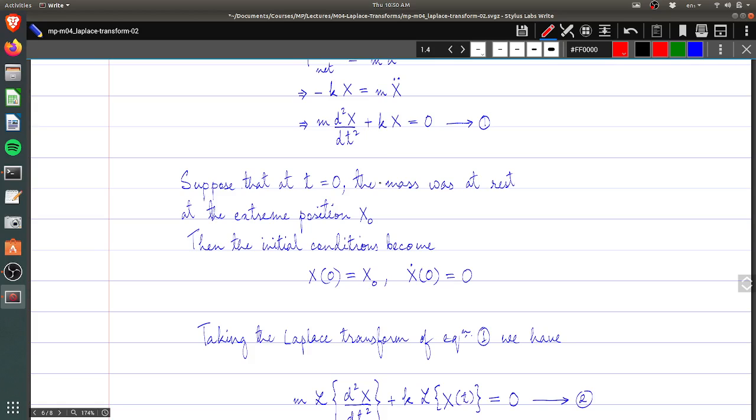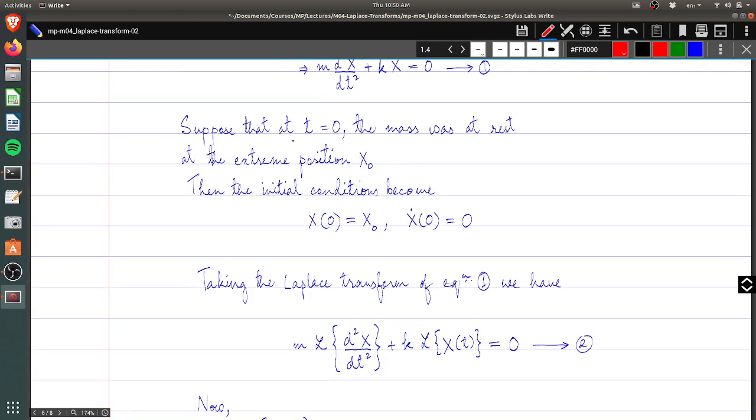Now what about the initial conditions? Let's assume that at t equal to 0, the mass was at rest and at one of the extreme positions, say x0. So the initial position at t equal to 0 is x0, and because it was at rest, the first derivative of position, x dot, which is velocity, will be 0 at t equal to 0.